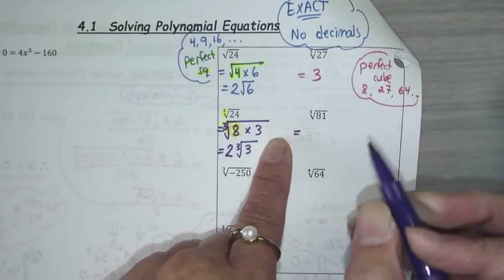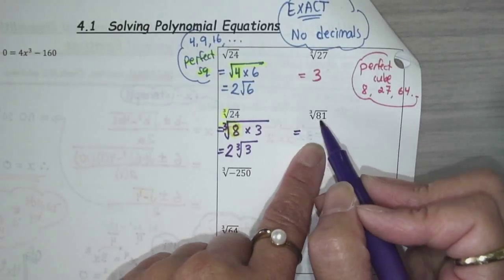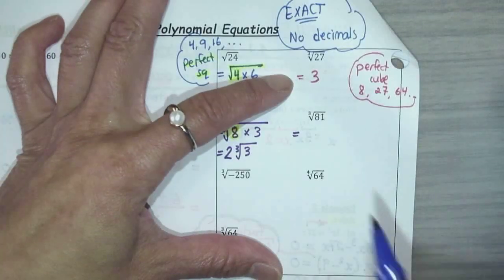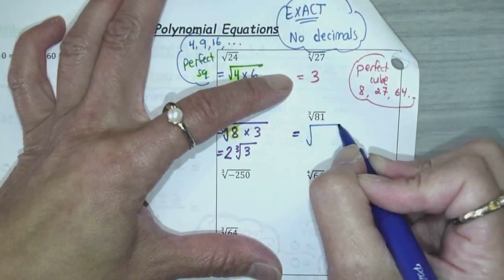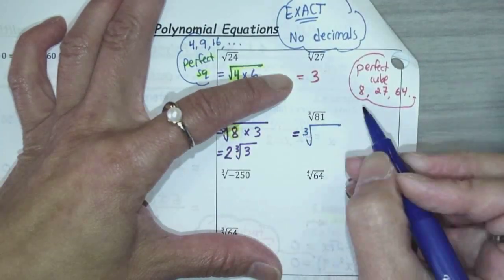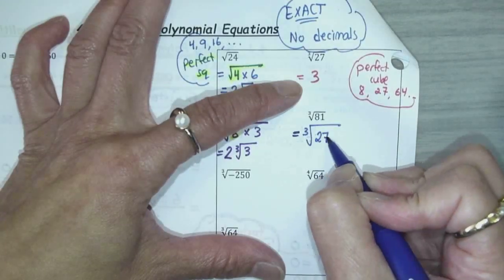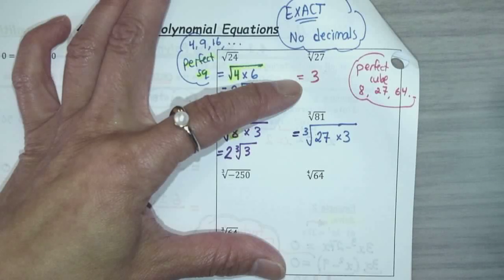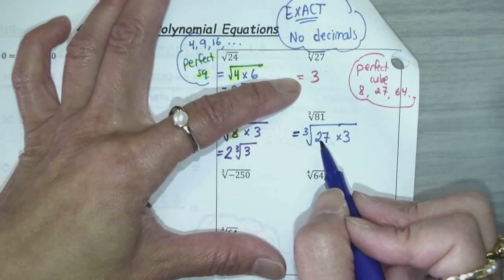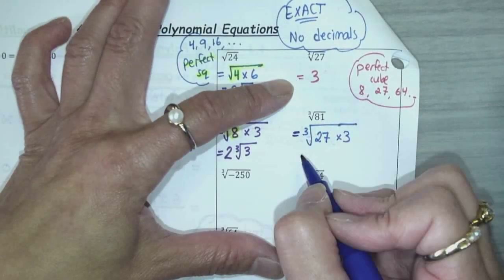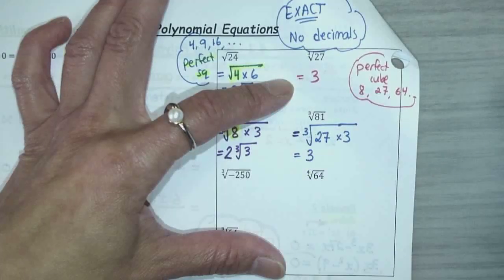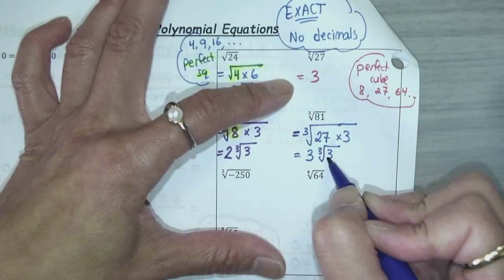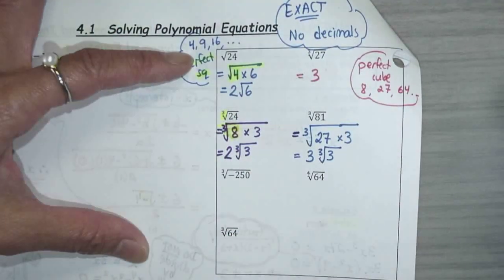So then we're going to look. Does 8 go in? No. 27? Yes. So we're going to go like this. I'll change colors. We're going to go third root. And 27 does go in nicely, times 3. Right? What's the third root of 27? We just did that above here. It's exactly 3. And leave the leftover inside. Third root 3.